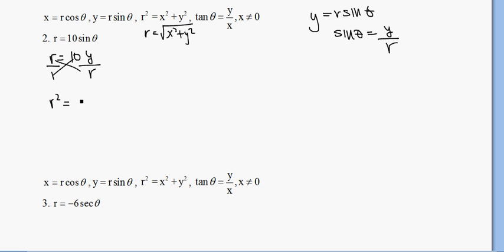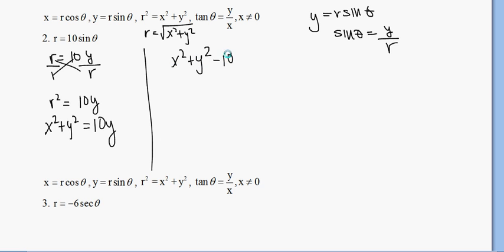I get r squared is equal to 10y, and r squared is x squared plus y squared, so that's x squared plus y squared is equal to 10y. And then this is just going to be another circle, but I'm going to move this 10y over and complete the square. So this is x squared plus y squared minus 10y plus some number equals 0. For this number, you always take the middle term, divide it by 2 and square it, so that's 25. If I add 25 to this side, I must add 25 to that side.